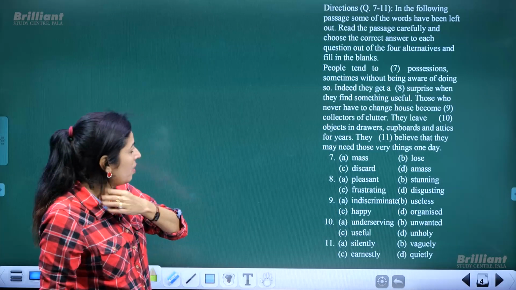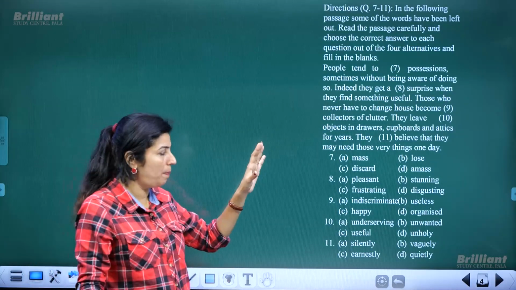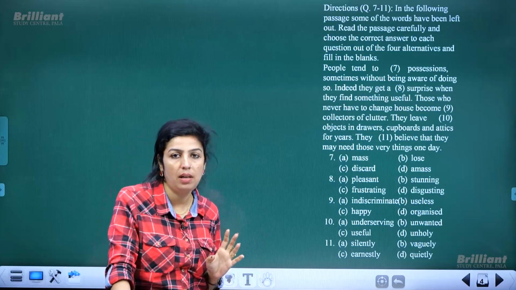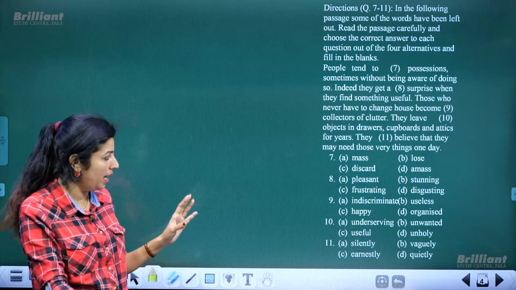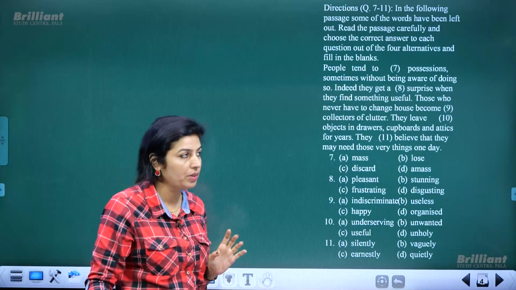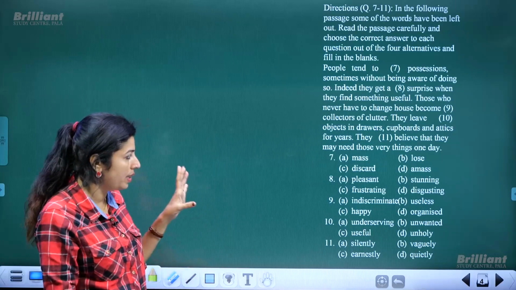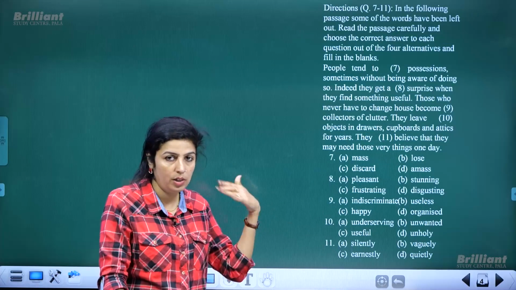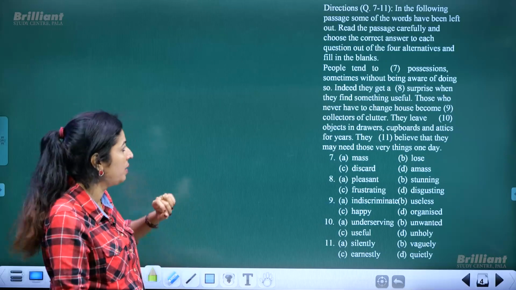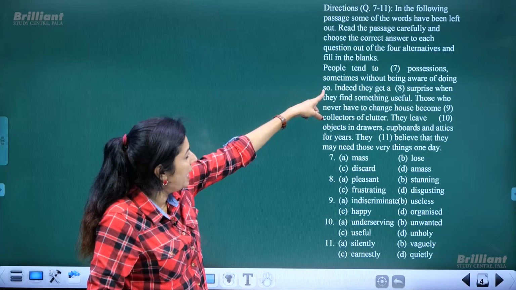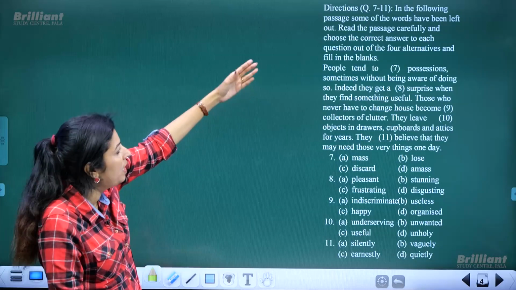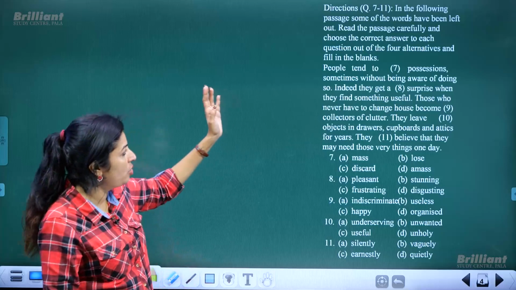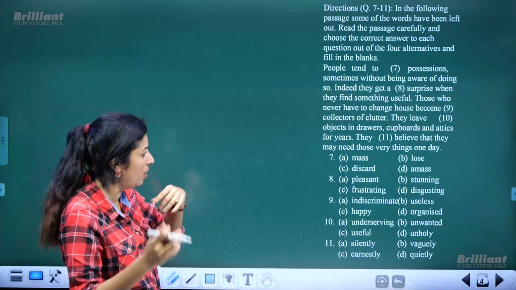Next is a kind of passage-based fill in the blank type of question, where a few words are missing and you can insert those words with the help of the options given to you. When you get such questions, what is the first thing you have to do? Read the whole thing once. Only then you try to solve the blanks one by one. People tend to dash possessions sometimes without being aware of doing so. People have a tendency. People tend to dash possessions or things, belongings.